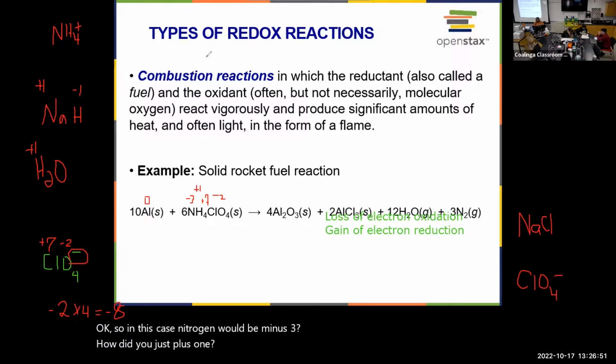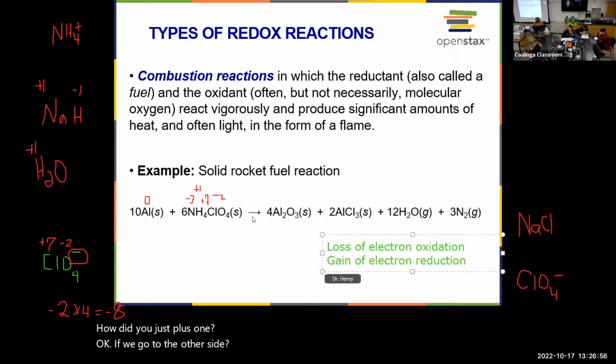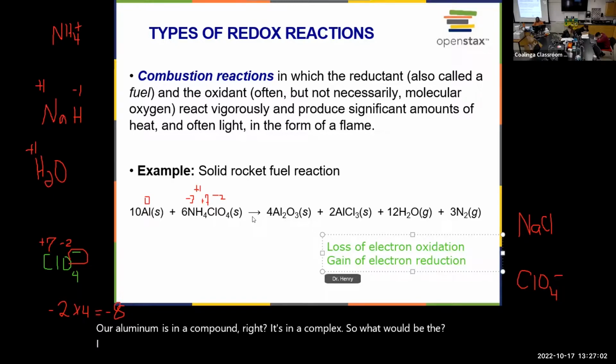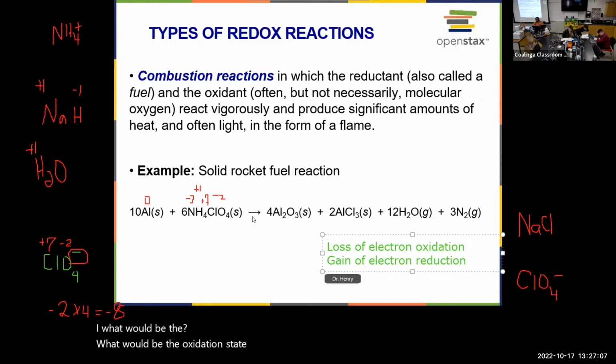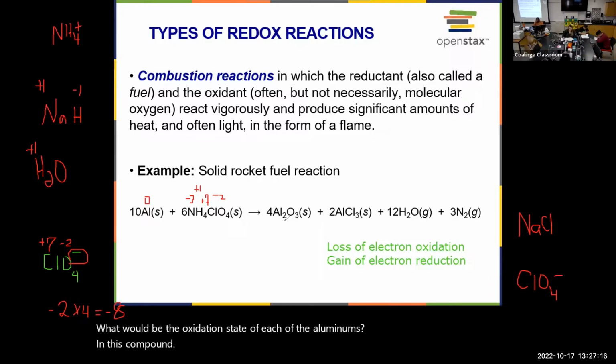Okay, we go to the other side. Now our aluminum is in a compound. It's in a complex. So what will be the oxidation state of each of the aluminums? And it's in a compound. What's there? Okay, what about in this compound?